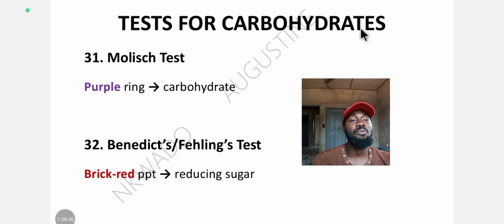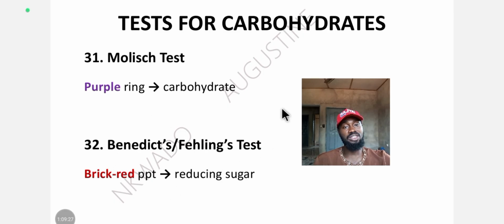Here is the test for carbohydrates. We have number 31 here. The Molisch test is the first test for carbohydrates. You get a purple ring which indicates the presence of carbohydrates. A purple ring appearance at the junction confirms the presence of carbohydrate. Then number 32 we have here is the Benedict/Fehling test. A brick red precipitate confirms the presence of reducing sugar.